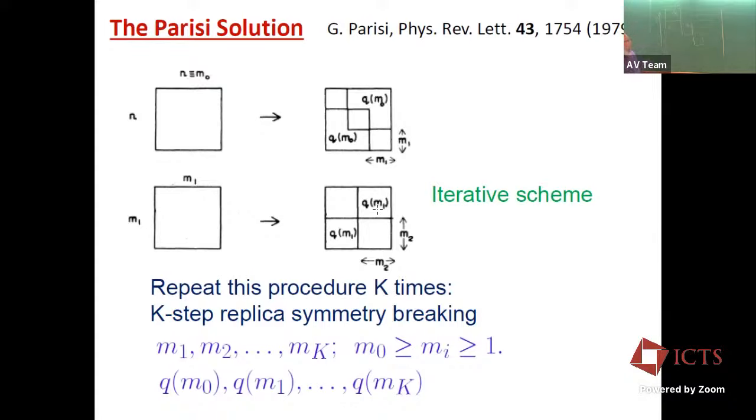And this whole thing is of dimension n. In this picture, I call this n M0, the original, and this is M1.